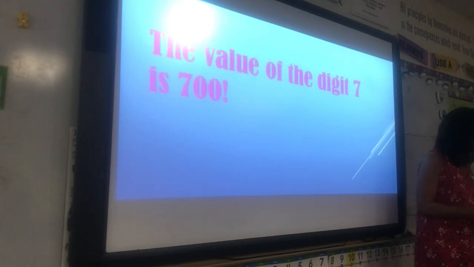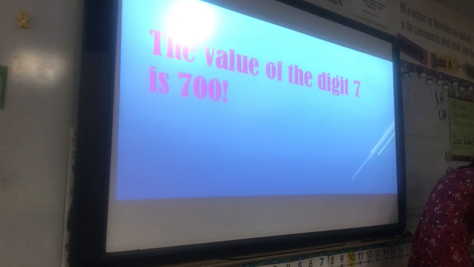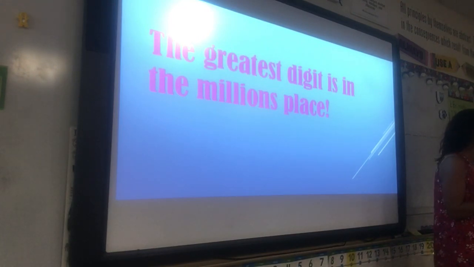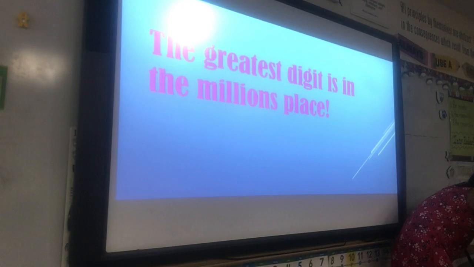The value of the digit 7 is 700. Okay, so fill that in wherever it would go to make it 700. The greatest digit is in the millions place. Remember that the digits go through 9, because beyond that it's not a digit. So the greatest digit would be 9.